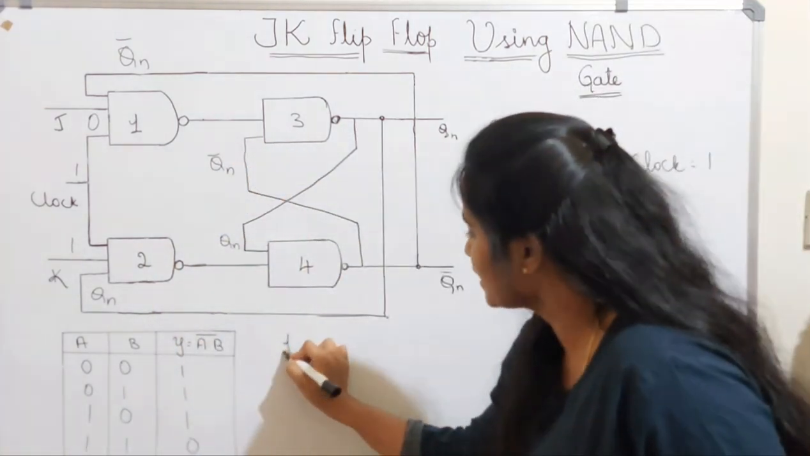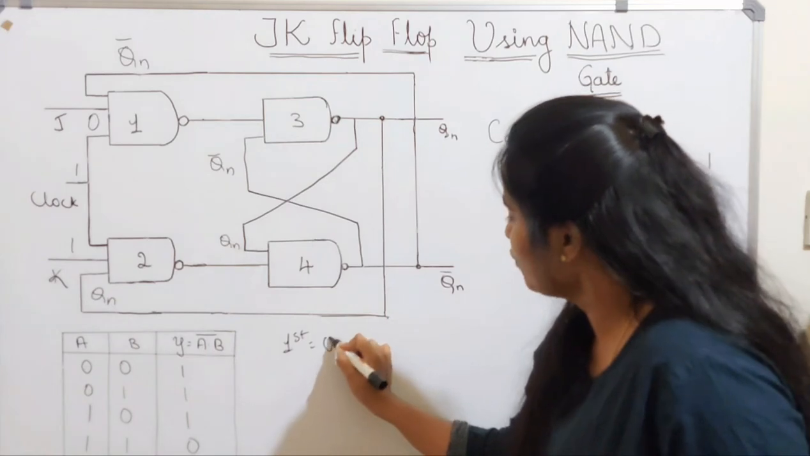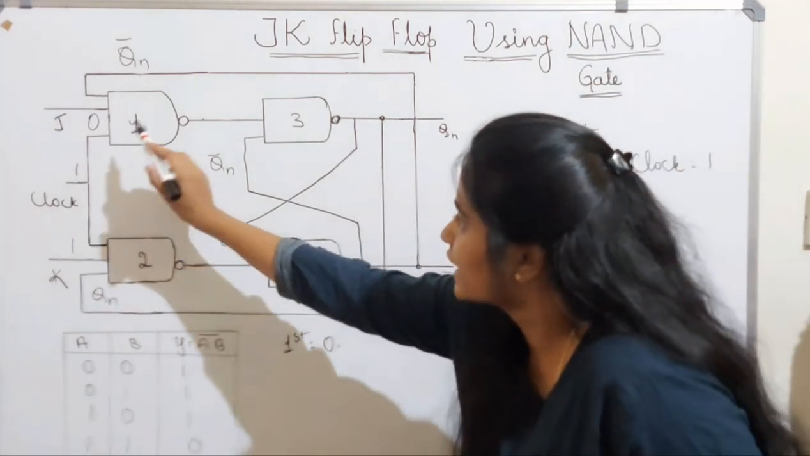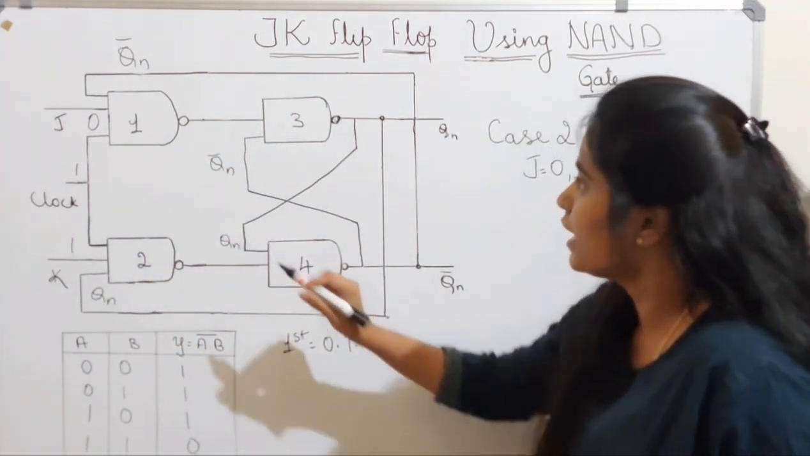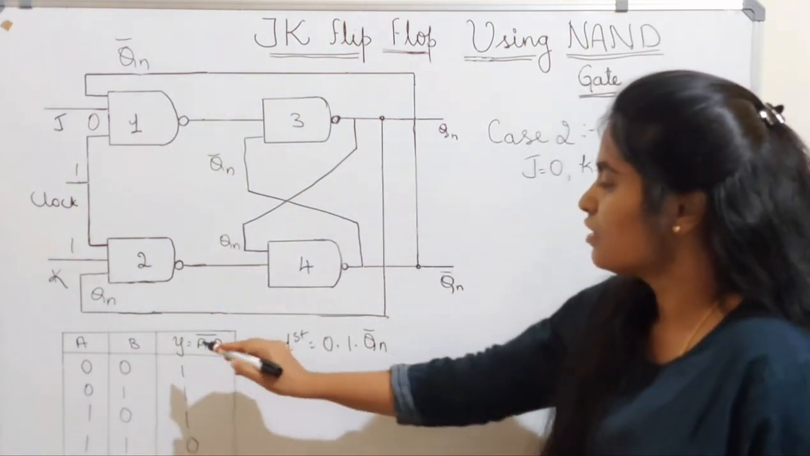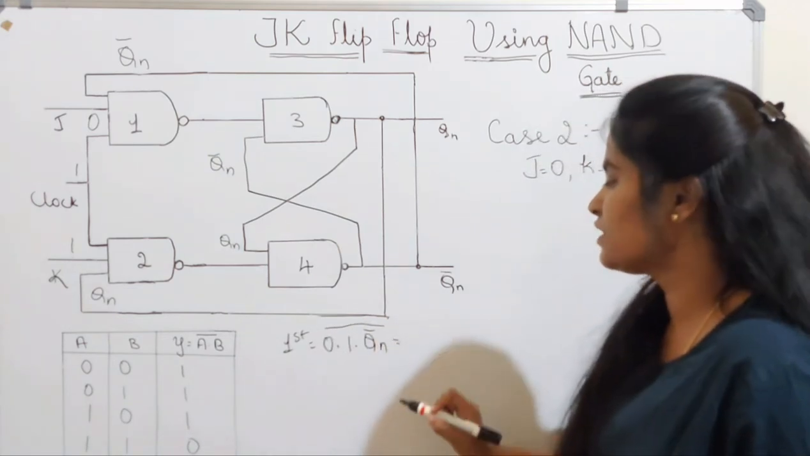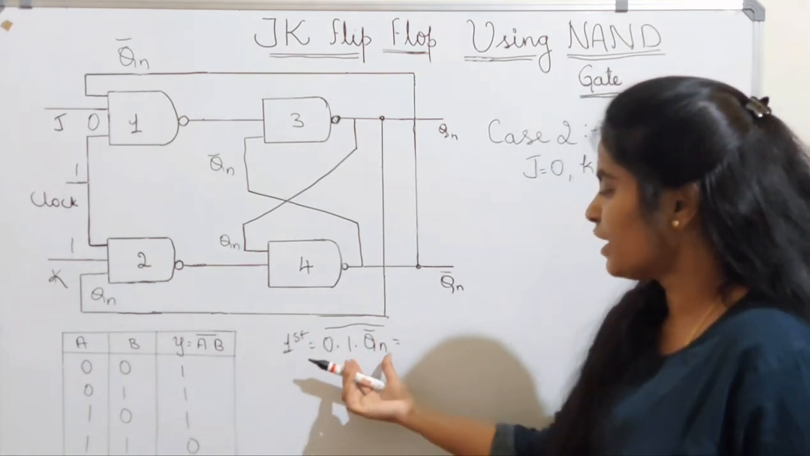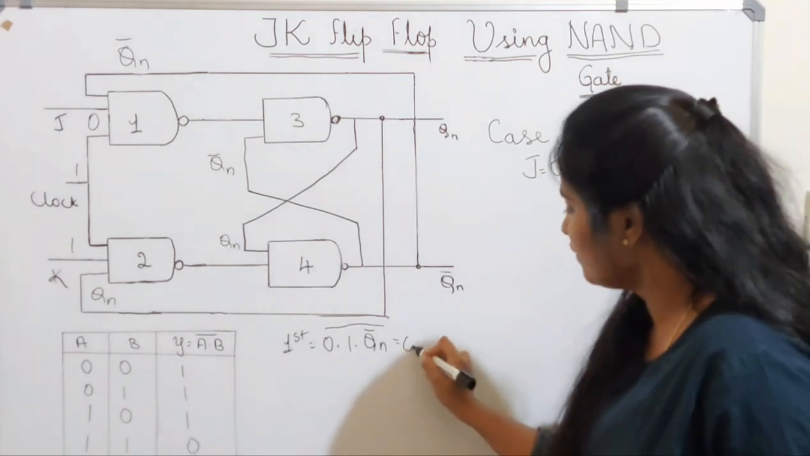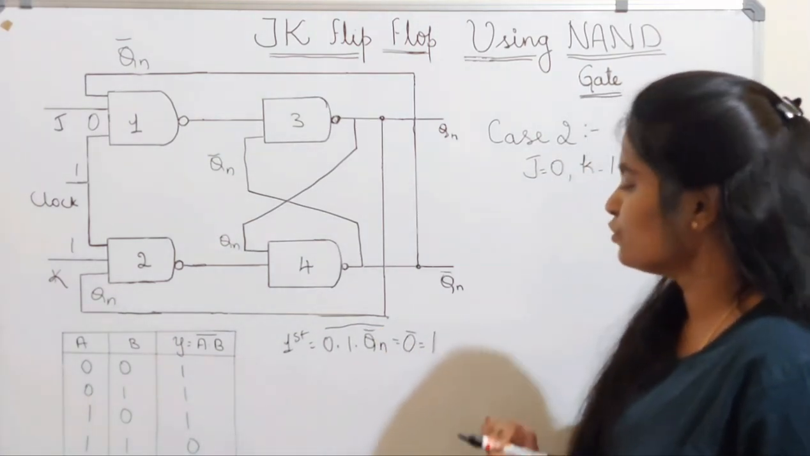Considering the first NAND gate, the first input is 0, the second input is 1 and the third input is Qn complement. Reference to the expression, I'm complementing all three values. So 0 multiplied with two values is 0 itself. I'm writing down this complement. 0 complement is equal to 1.